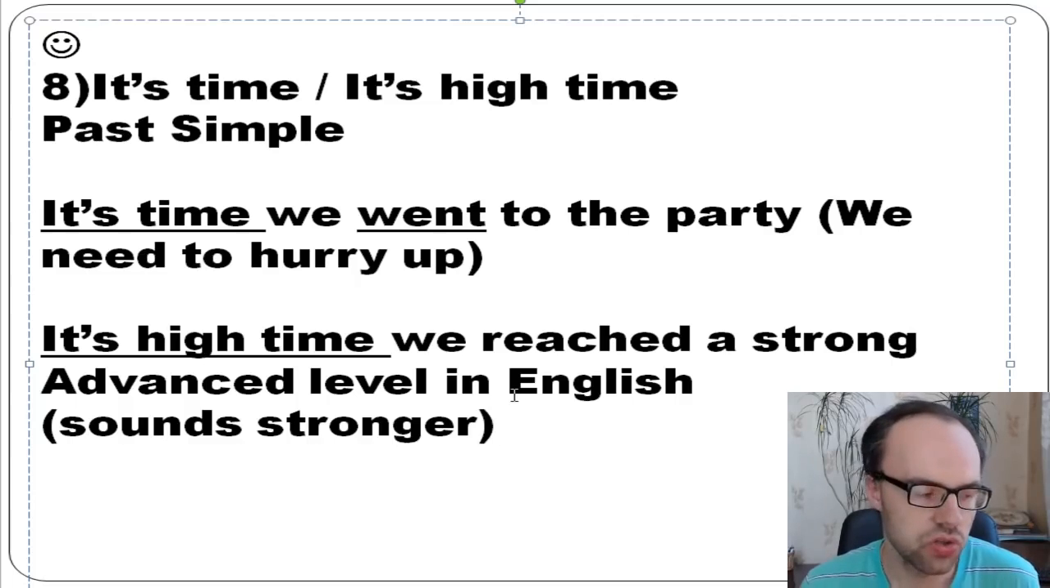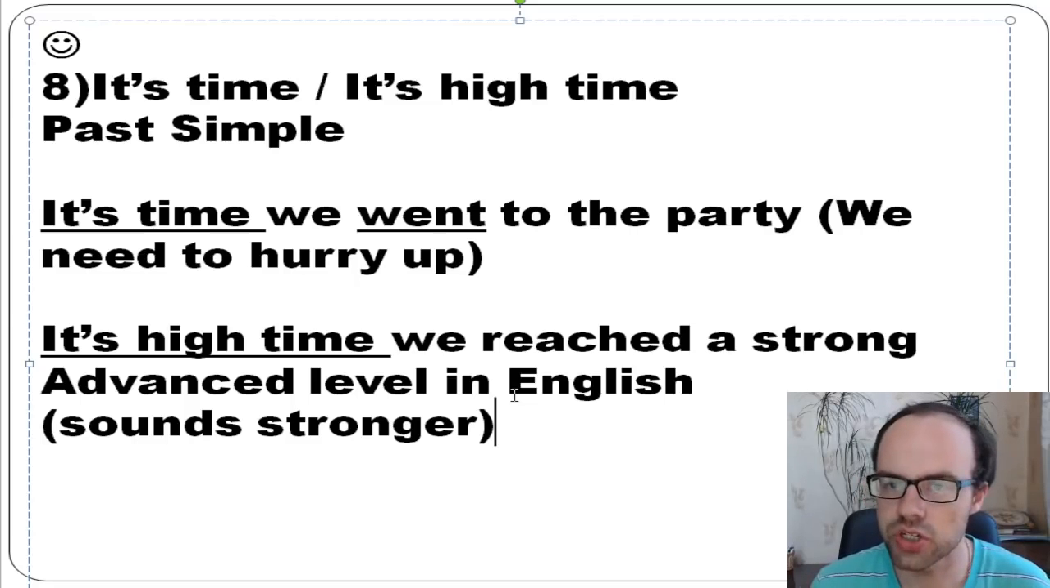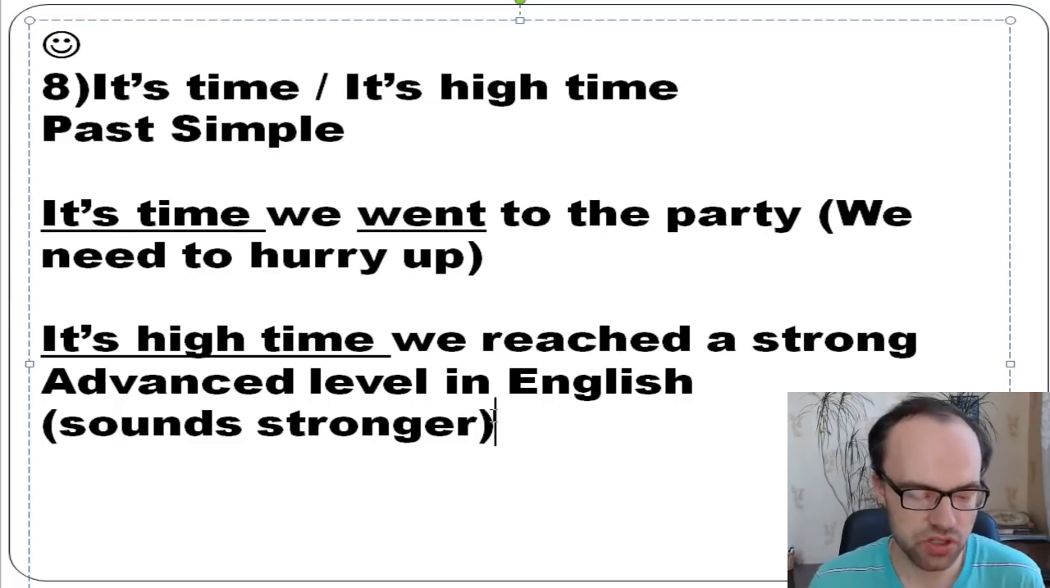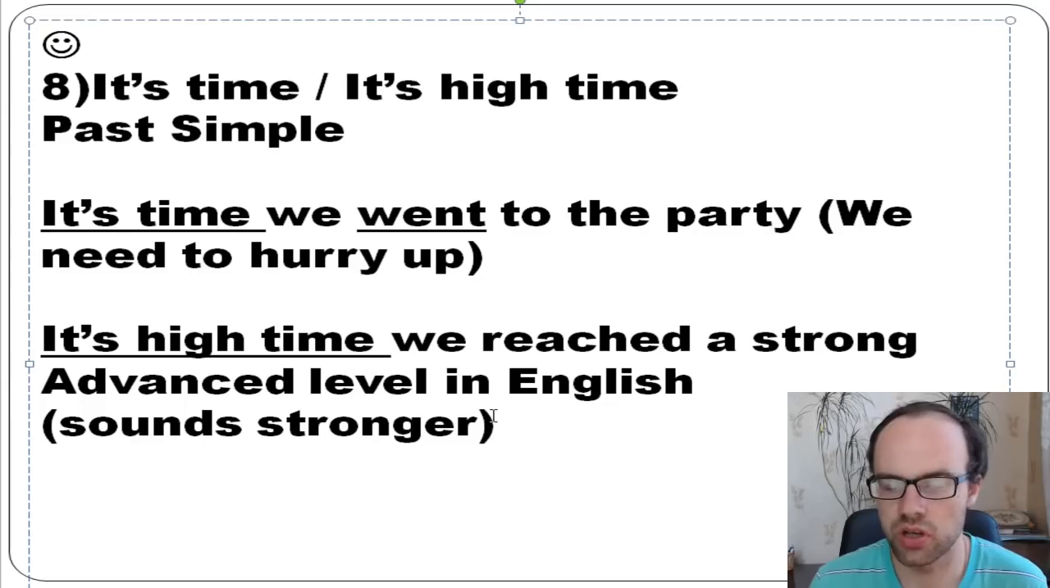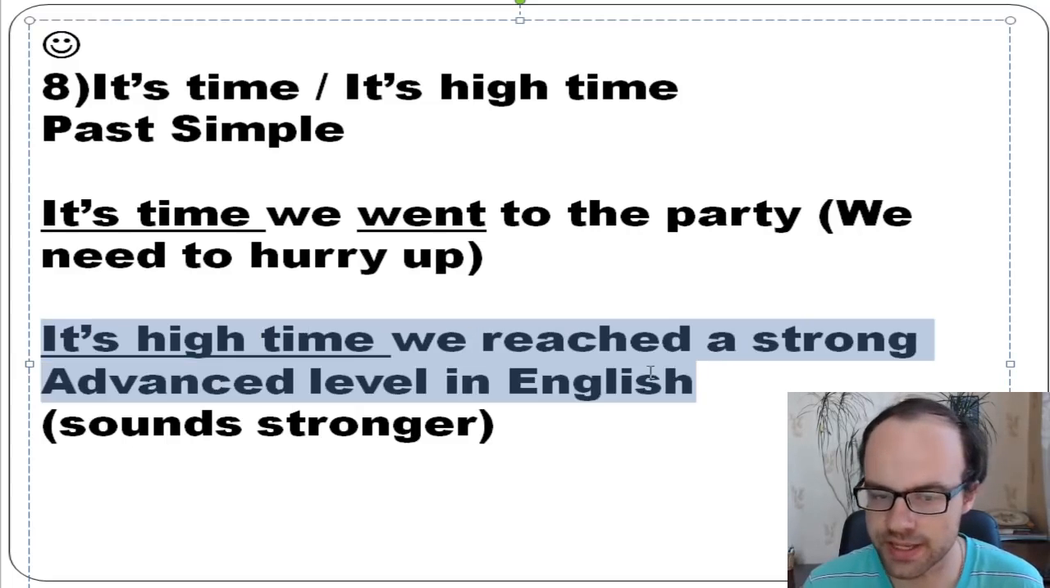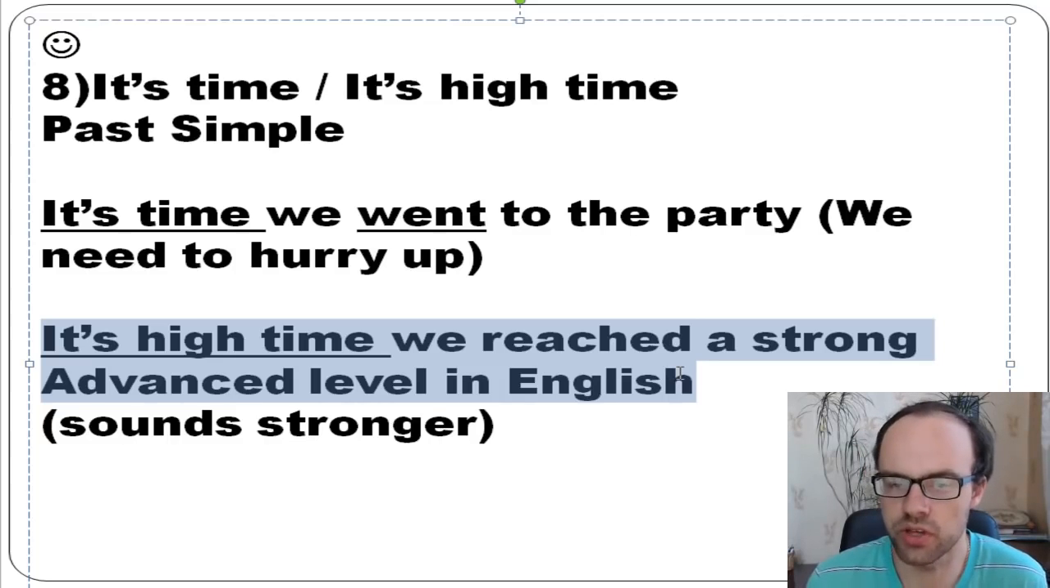So maybe you started learning English 10 years ago or 15 years ago, and your level is still intermediate or pre-intermediate or upper intermediate, and you can't reach advanced level although you have been learning English for many years. In this case, for example, you can use this sentence: it's high time we reached a strong advanced level in English. So it's really time for you to do it.